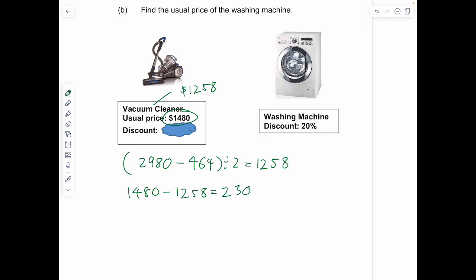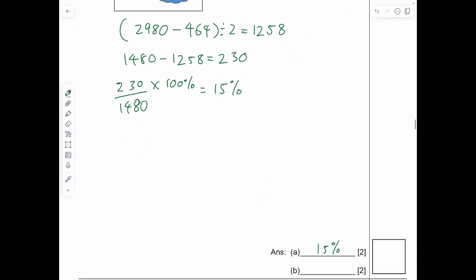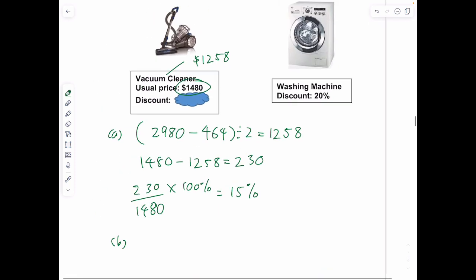This $230, okay, you want to find how many percent is $230 out of 1480. This is the original amount. Okay, multiply by 100% and you will get 15%. So the discount was actually 15%. This is for A. And now we go to B.